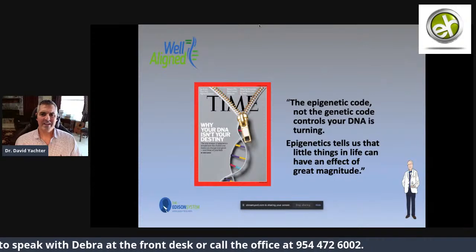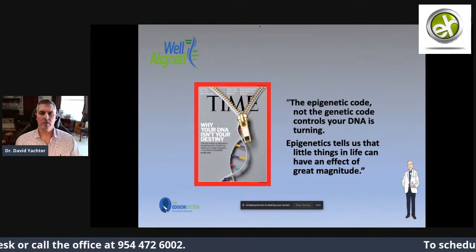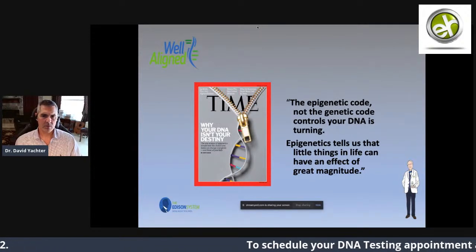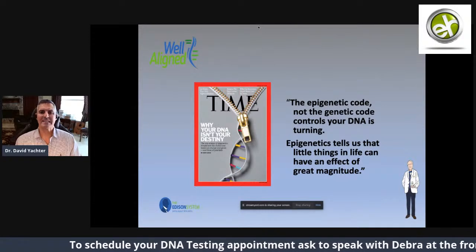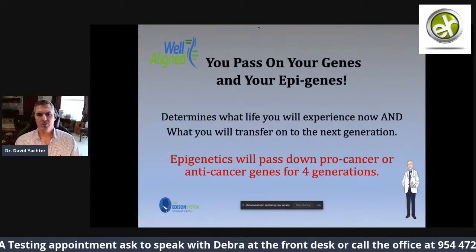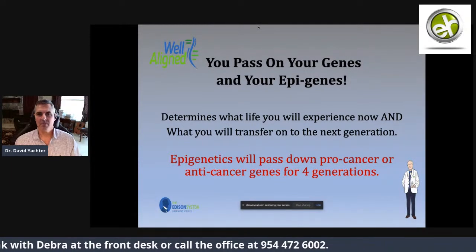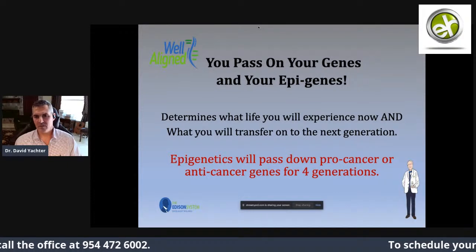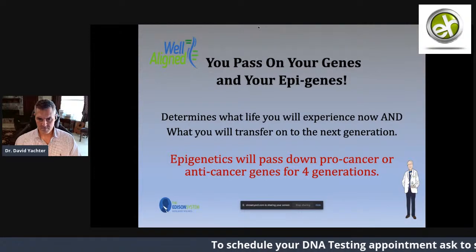So the genetic code is basically one thing, but the epigenetic code is the more important thing, which controls your DNA. And this was written about and published in Time magazine very recently. They said epigenetics tells us that little things in life can have an effect of great magnitude. So you pass on your genes and you also pass on your epigenes or your epigenetics. So it's not just determining how your health and your life are going to be now, but it's also what you're going to transfer on to the next generation.